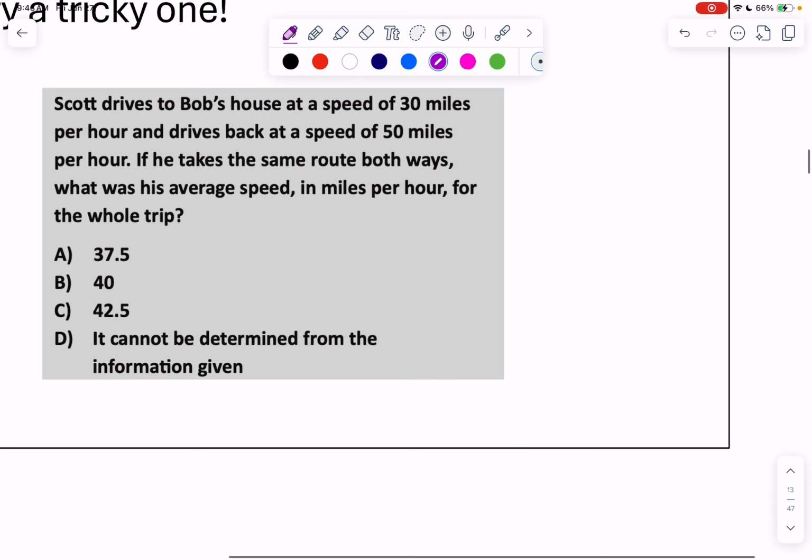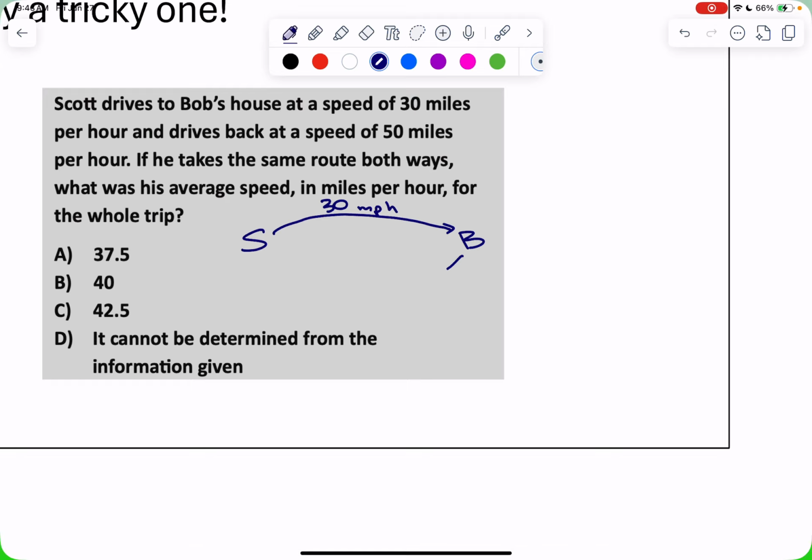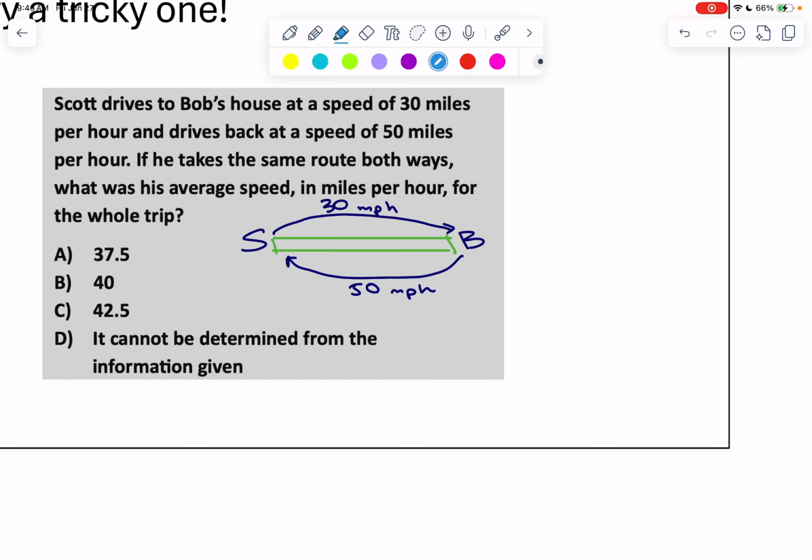Scott drives to Bob's house at a speed of 30 miles per hour and drives back at a speed of 50 miles per hour. Let's go ahead and extract this information. Scott drives to Bob's house at a speed of 30 miles per hour. I mean, each hour he goes 30 miles and drives back at a speed of 50 miles per hour. So every hour going 50, a little faster on the way back. If he takes the same route both ways, so he's going to take the same route. I'm going to draw myself a little highway right here so I can remember that he's going the same route both ways. What was his average speed in miles per hour for the whole trip?